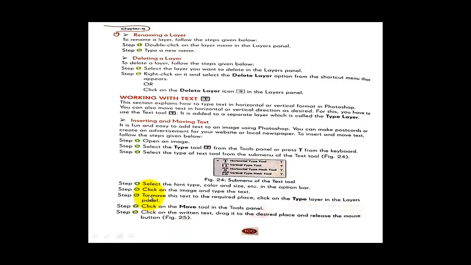Now the next step is to click on the image and type the text. After selecting the font type, font color, font size, etc. in the option bar, you click on the image and type the text.